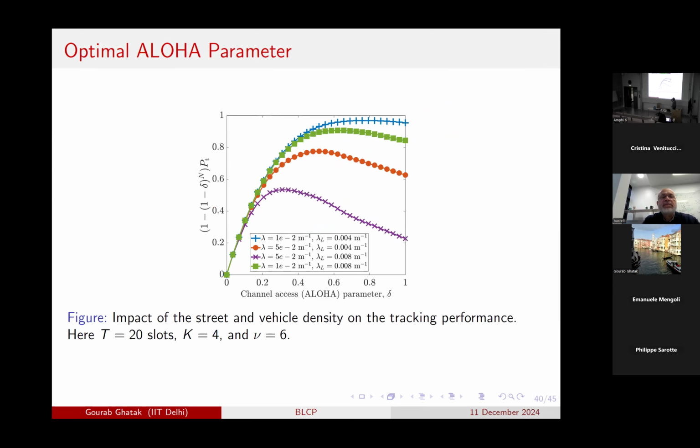The optimal delta changes, as I said, with lambda and lambda L. So for a given lambda L, if I increase the value of lambda L, my optimal access probability also decreases, which says that cities with lots of dense streets behave similarly to cities with fewer streets but more dense vehicles, right? So in both cases, you would have to optimize or lower the chances that each individual vehicle gets access to this probability. This, by the way, also can be tied to the communication system as well.